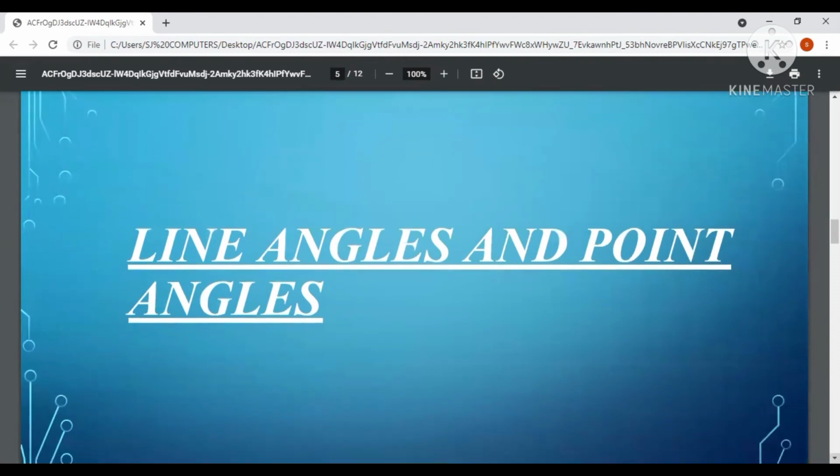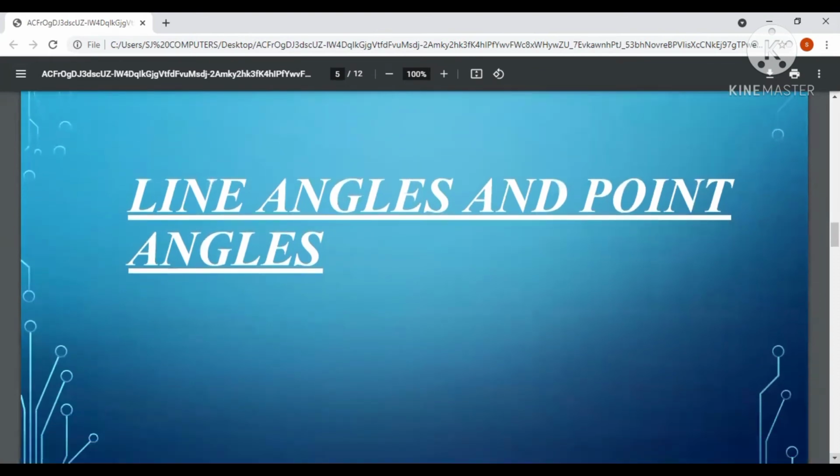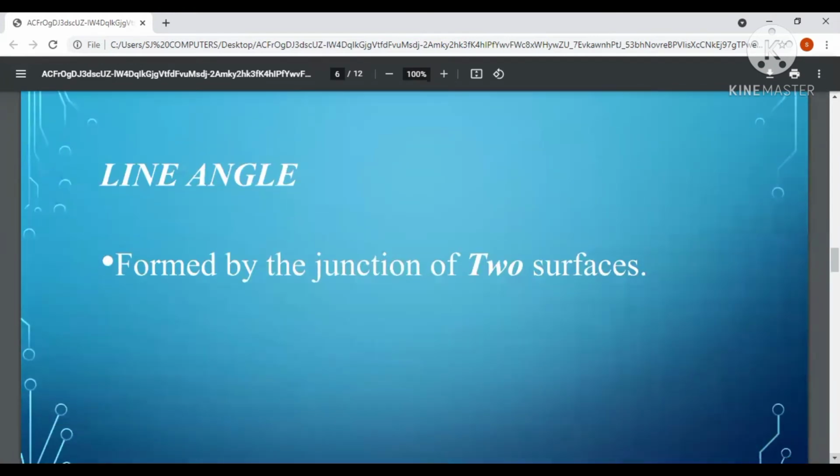Okay, so we have some line angles and point angles as well, right? Line angles, if we talk about them in very simple words, we can say a line angle is a junction of two surfaces, right? As in mathematics we draw an x-axis and y-axis, there is a junction of two lines, making an angle of 90 or 45 or so on. So the line angle is basically a junction of two surfaces, right?